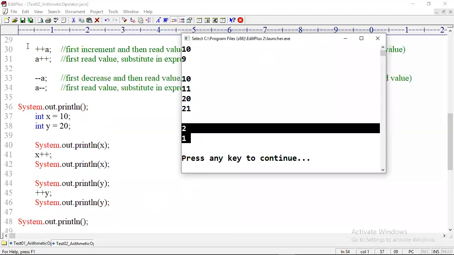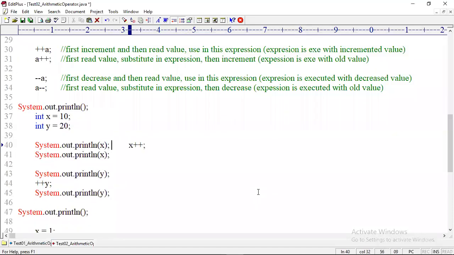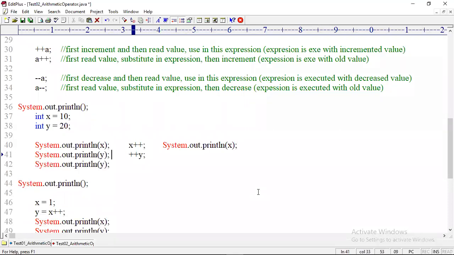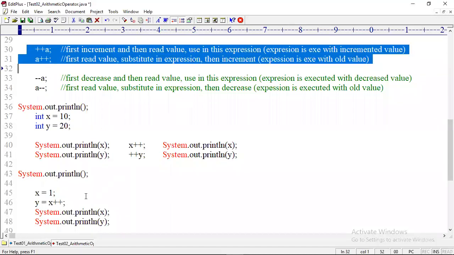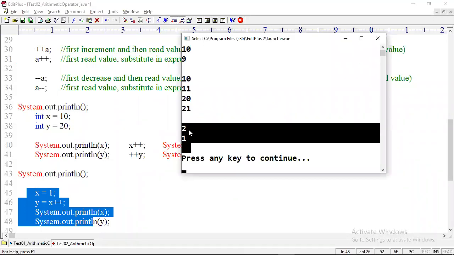Why? The x value is 2 and the y value is 1. Apply this theory and tell me. I will be waiting for you. Please apply this thought here and try to tell me why you get output 2 1, the x value 2 and the y value 1. I am waiting.